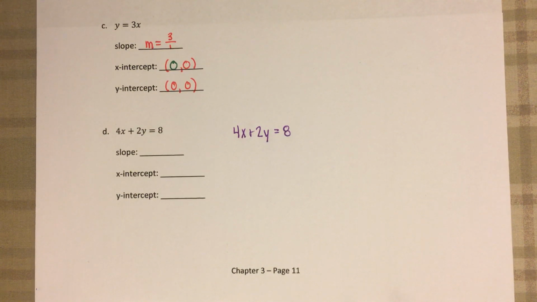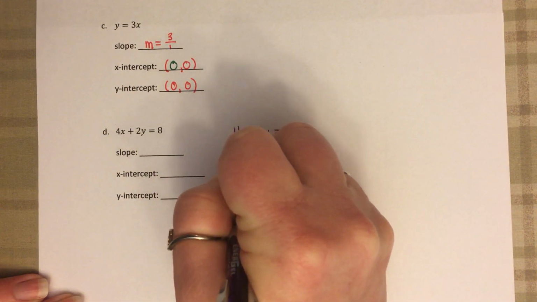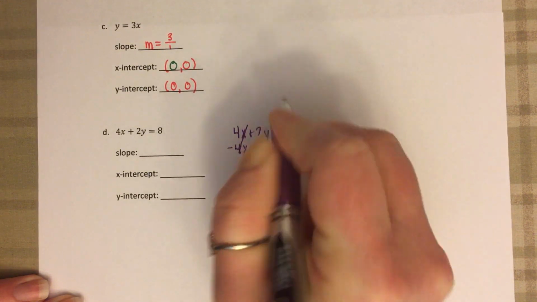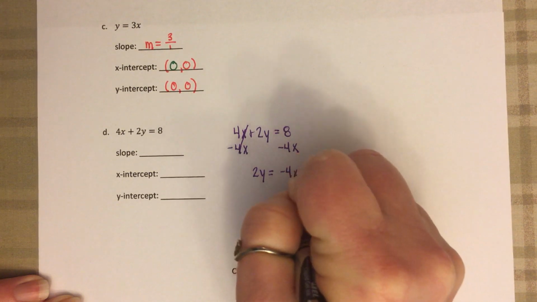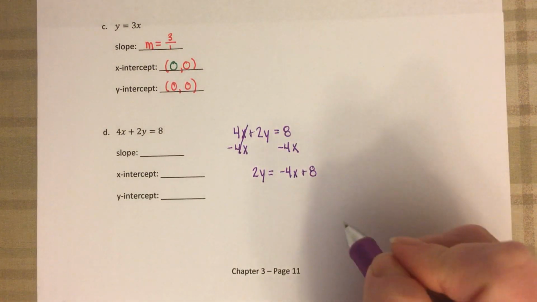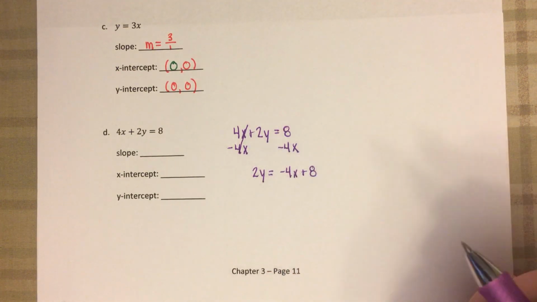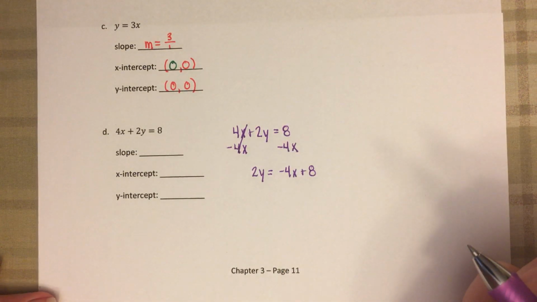So the first thing we're told to do is to either add or subtract the x term. Looking at this, we have a positive x term, so we're going to subtract 4x from both sides to cancel that out. So now we have 2y equals negative 4x plus 8. I wrote the x term in front of our constant term because in slope-intercept form, we usually have the x term before our constant term.